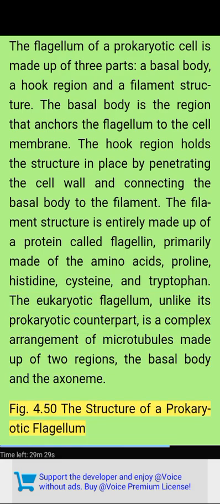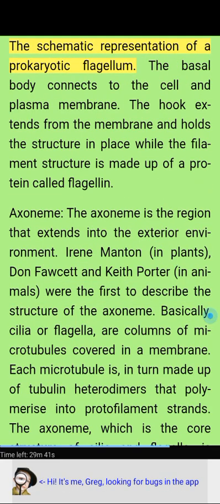Figure 4.50: The structure of a prokaryotic flagellum. The schematic representation of a prokaryotic flagellum. The basal body connects to the cell and plasma membrane. The hook extends from the membrane and holds the structure in place while the filament structure is made up of a protein called flagellin. Axoneme. The axoneme is the region that extends into the exterior environment.